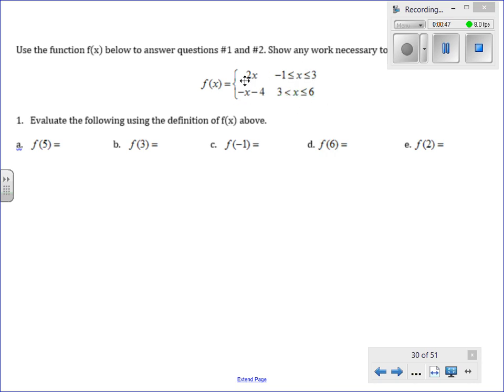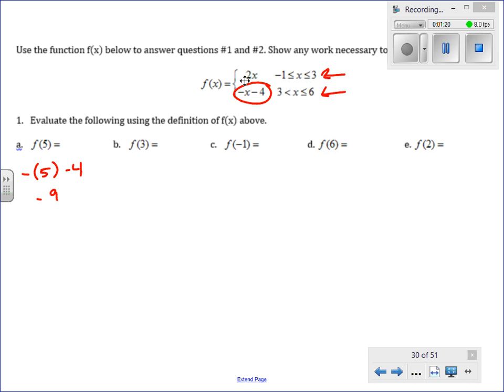So if we look at part A here, f of 5, we want to figure out where does 5 fall? Is 5 between -1 and 3, or is 5 between 3 and 6? Well, we know 5 falls between 3 and 6. So we're going to use the -x minus 4 function. Wherever we have x, we're plugging in 5 because we're doing f of 5. -5 minus 4 would be -9. So that's your final answer for f of 5.